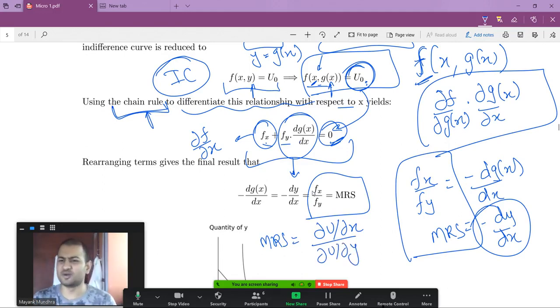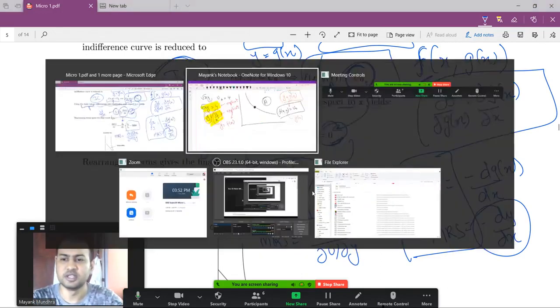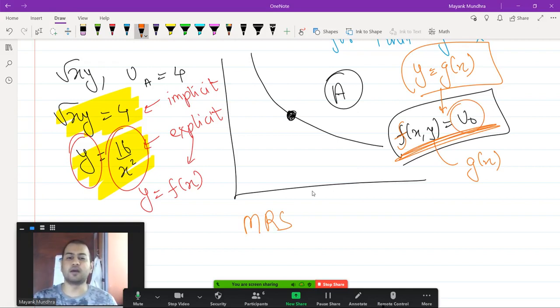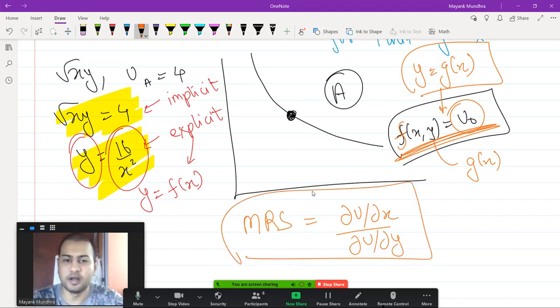F is nothing but your utility function, right? Because I initially said that utility function is f of x comma y equals u naught. So f could very well be represented as utility of x comma y equals u naught. So the bottom line is that MRS at any point is del u by del x upon del u by del y. This is your equation for marginal rate of substitution.